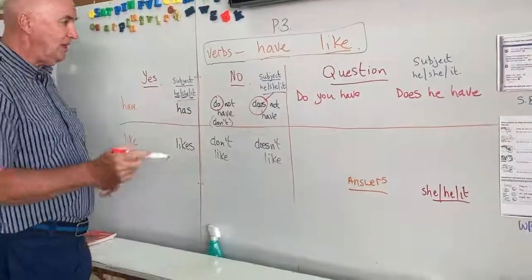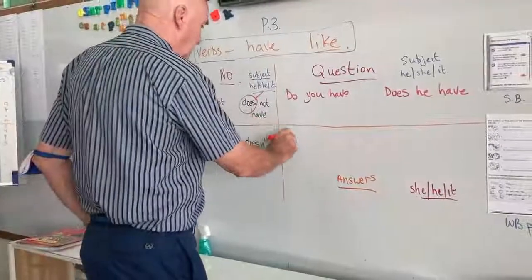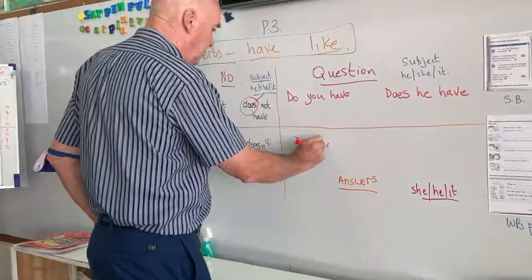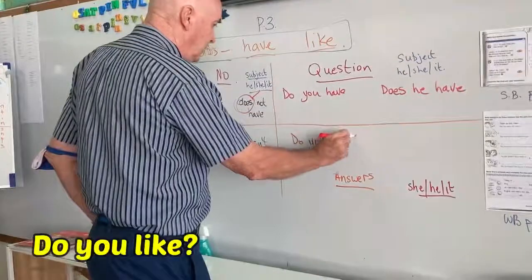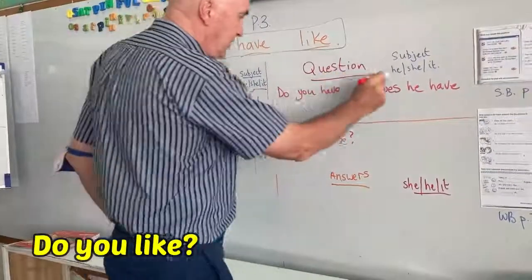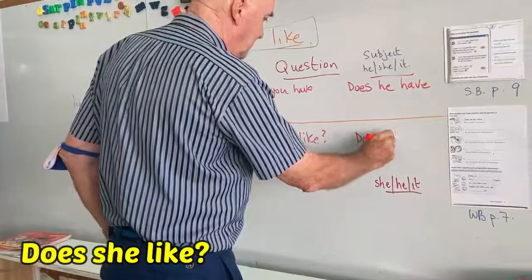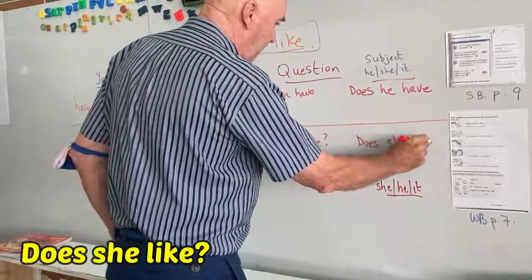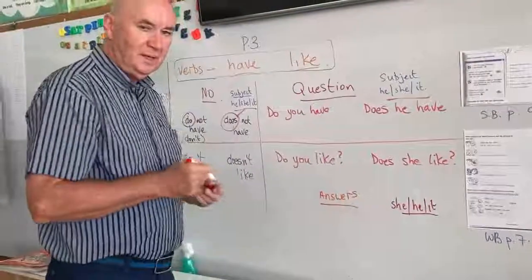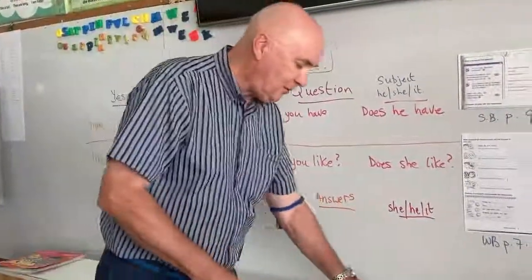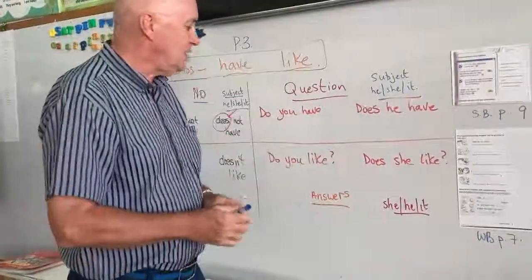If our verb is like, then most of the time it's going to be do you like? But if the subject is he, she, or it, it's going to be does. Okay? So you have to be very careful. The subject is he, she, or it.